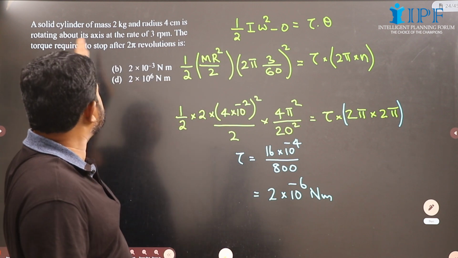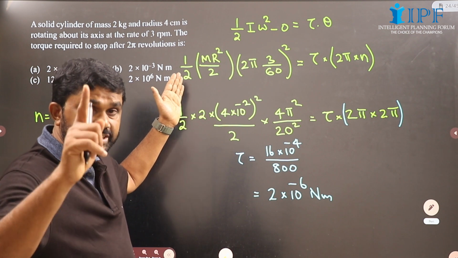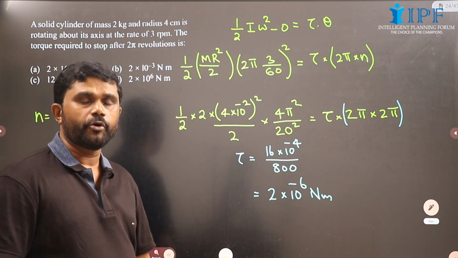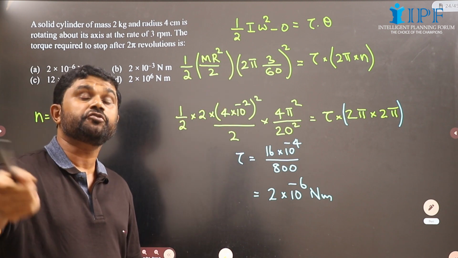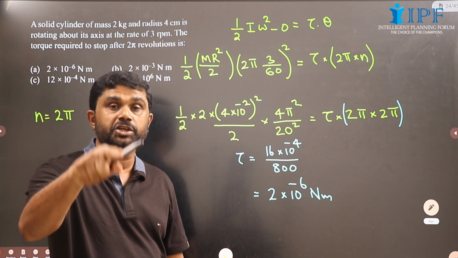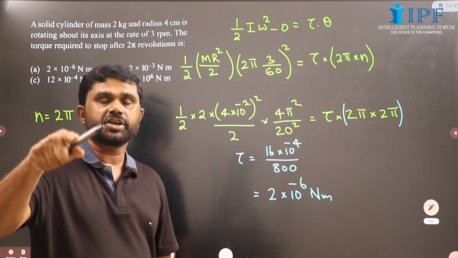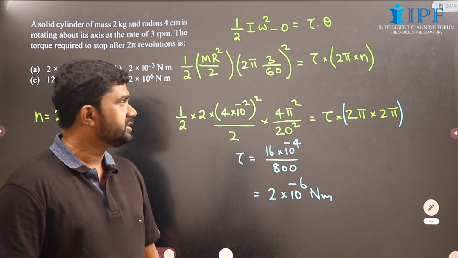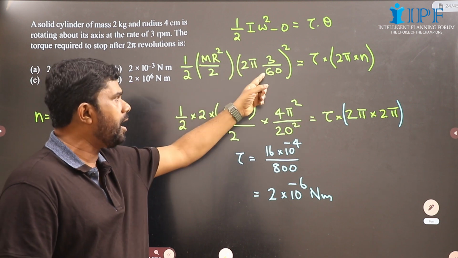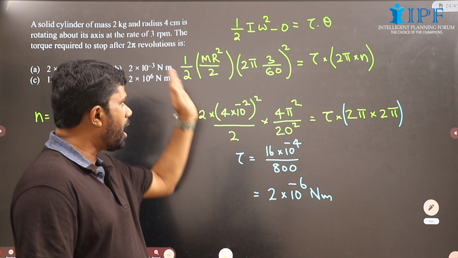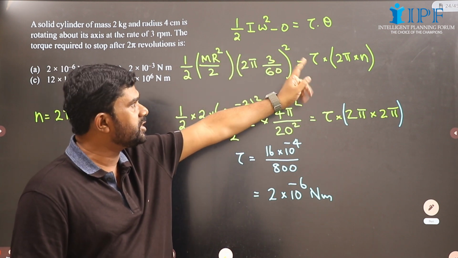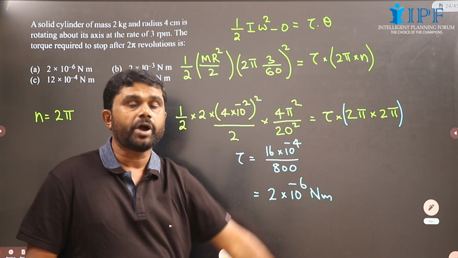Here it is a solid cylinder. Moment of inertia is mr square by 2, half mr square by 2, and omega is 2 pi into frequency, and frequency is given as 3 rpm, 3 revolutions per minute. So frequency will be 3 divided by 60, 3 by 60. So 2 pi and frequency is 3 by 60, whole square, means omega square, half I omega square. That is the change in kinetic energy, equals work done, means torque into angular displacement.